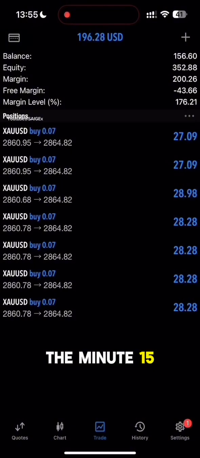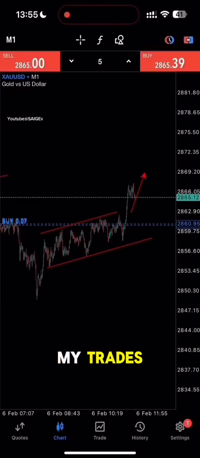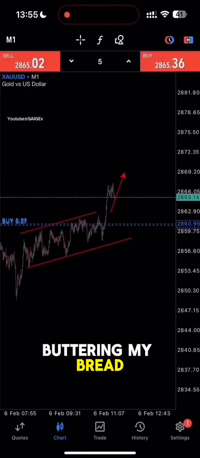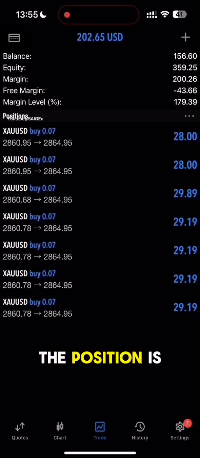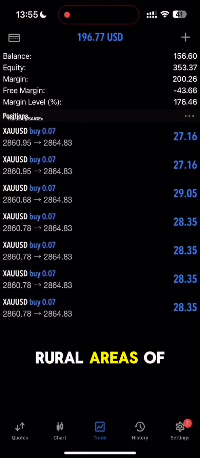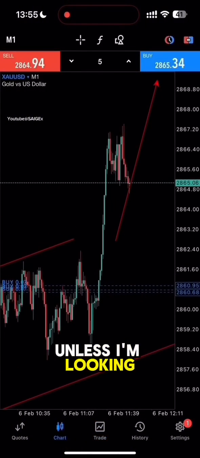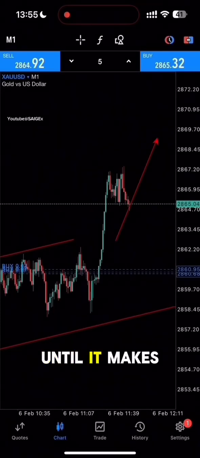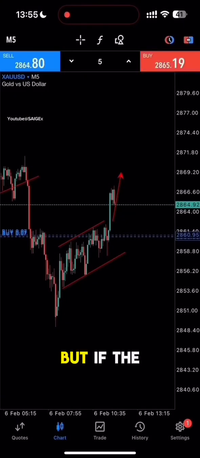So we're on the minute 15 time frame because I've got a problem with the minute 1 time frame. The moment I place my trades, I forget that I've placed them. Maybe I am buttering my bread. The moment you butter the second slice, 1 minute is already over, and the position is already double what you left it. It has already gone to the rural areas of your account. So I don't like to use minute 1 unless I'm looking at the charts. I usually use minute 5 and minute 15, but if the account is too small, I'll just stick to minute 1.